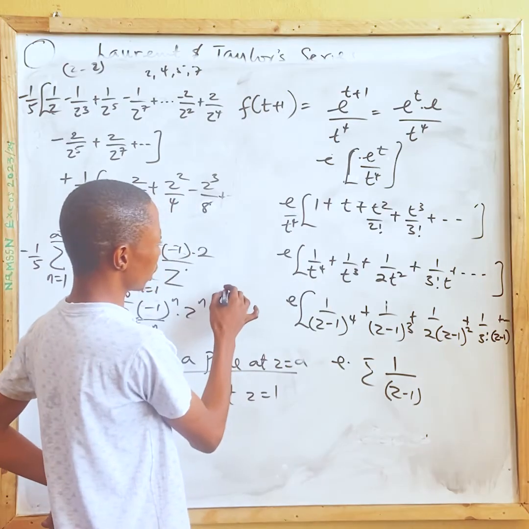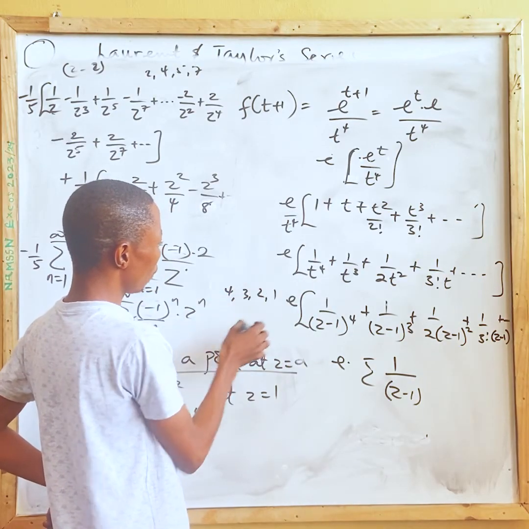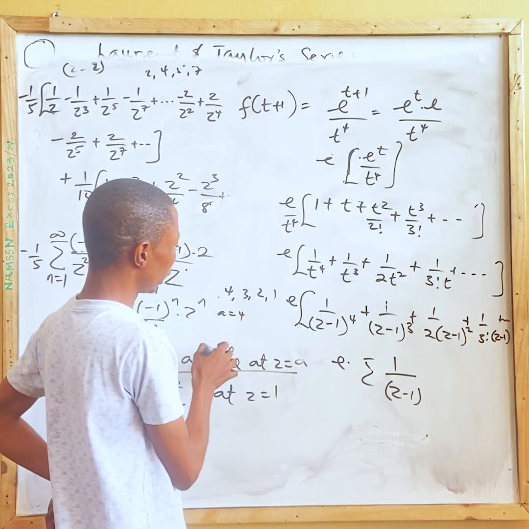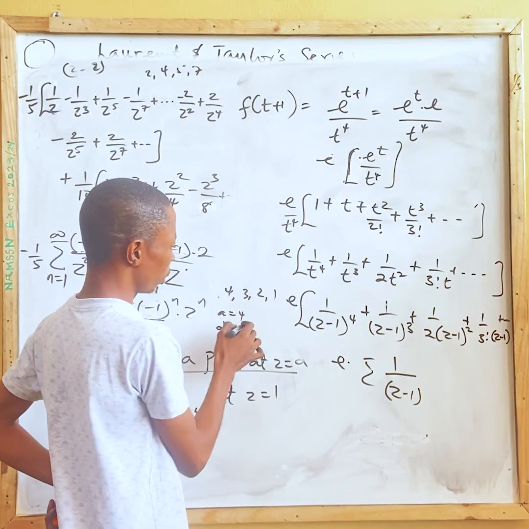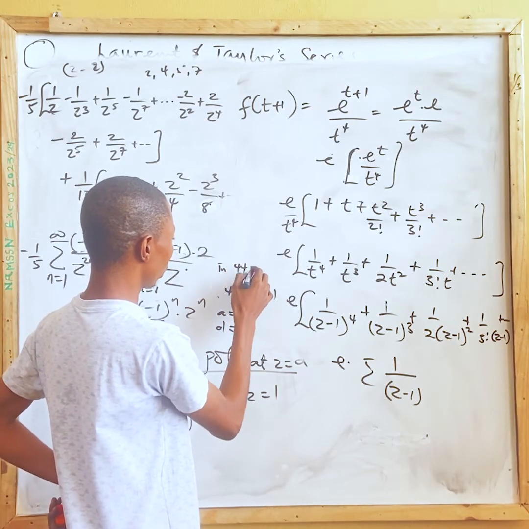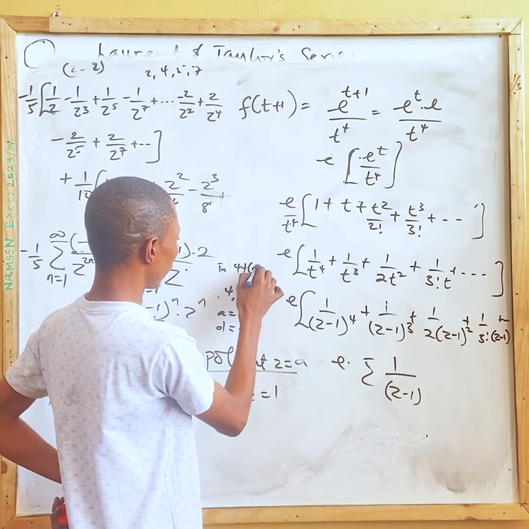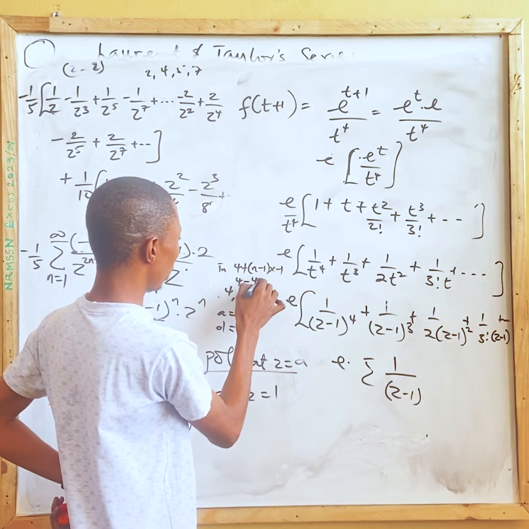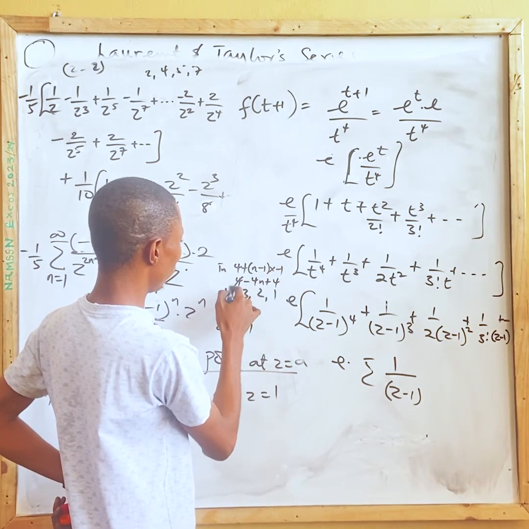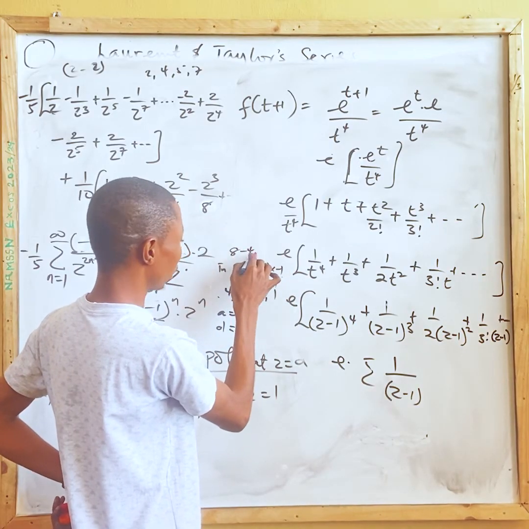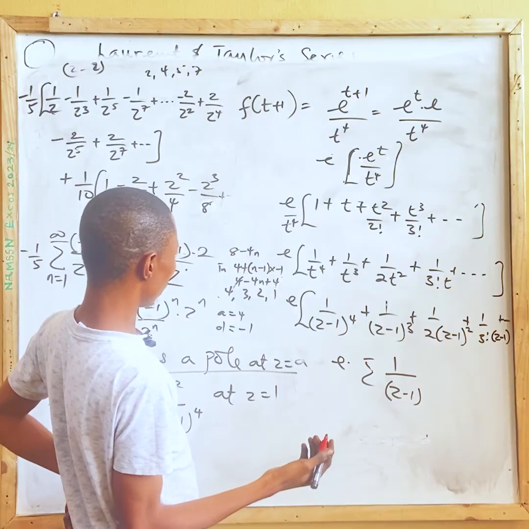If I have a sequence 4, 3, 2, 1, and I want to get the nth term, let's say my a is 4 and my d is 3 minus 4, so d is minus 1. So Tn equals 4 plus (n minus 1) times minus 1. So this is 4 minus 4n plus 4. 4 plus 4, that's 8 minus 4n. Right?